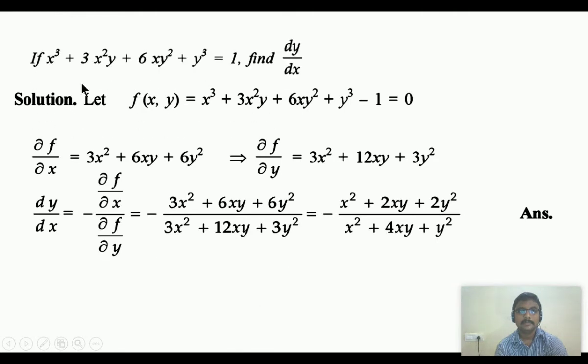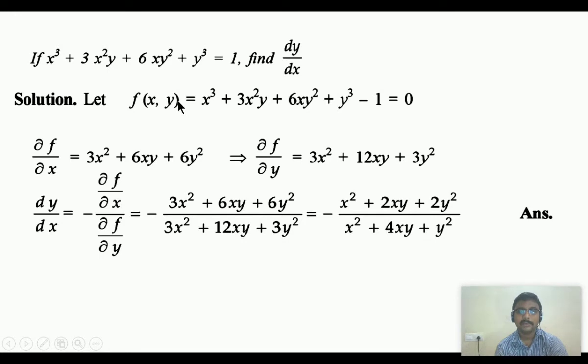Now another sum. If x cube plus 3x square y plus 6x y square plus y cube is 1, then find dy by dx. Given function, implicit function, let it be f of x, y. Now computing dou f by dou x, which is obtained by differentiating partially with respect to x, keeping y as constant. X cube derivative 3x square, 3y constant, x square derivative 2x, 3y into 2x is 6xy, plus 6y square, keep it as silent, x derivative is 1, so 6y square, y cube derivative 0, minus 1 derivative 0.